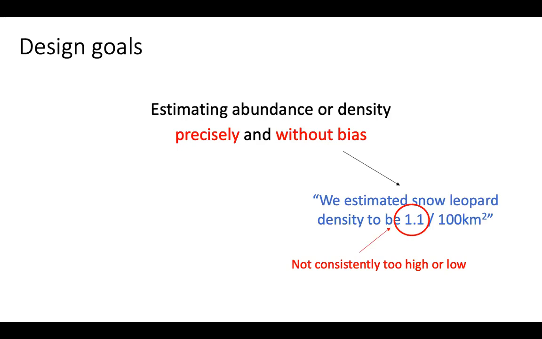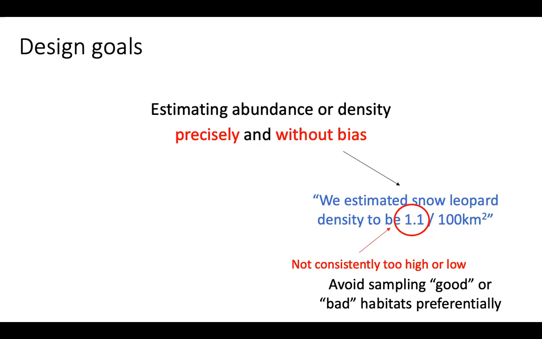So if that is the case, then our surveys are biased, and usually our results or density estimates are biased, and usually the cause of that is that our survey design is biased. And how do we avoid bias? Well, we avoid bias by avoiding sampling mainly good or mainly bad habitats. We need some kind of a randomization or some process by which we sample a range of habitats.